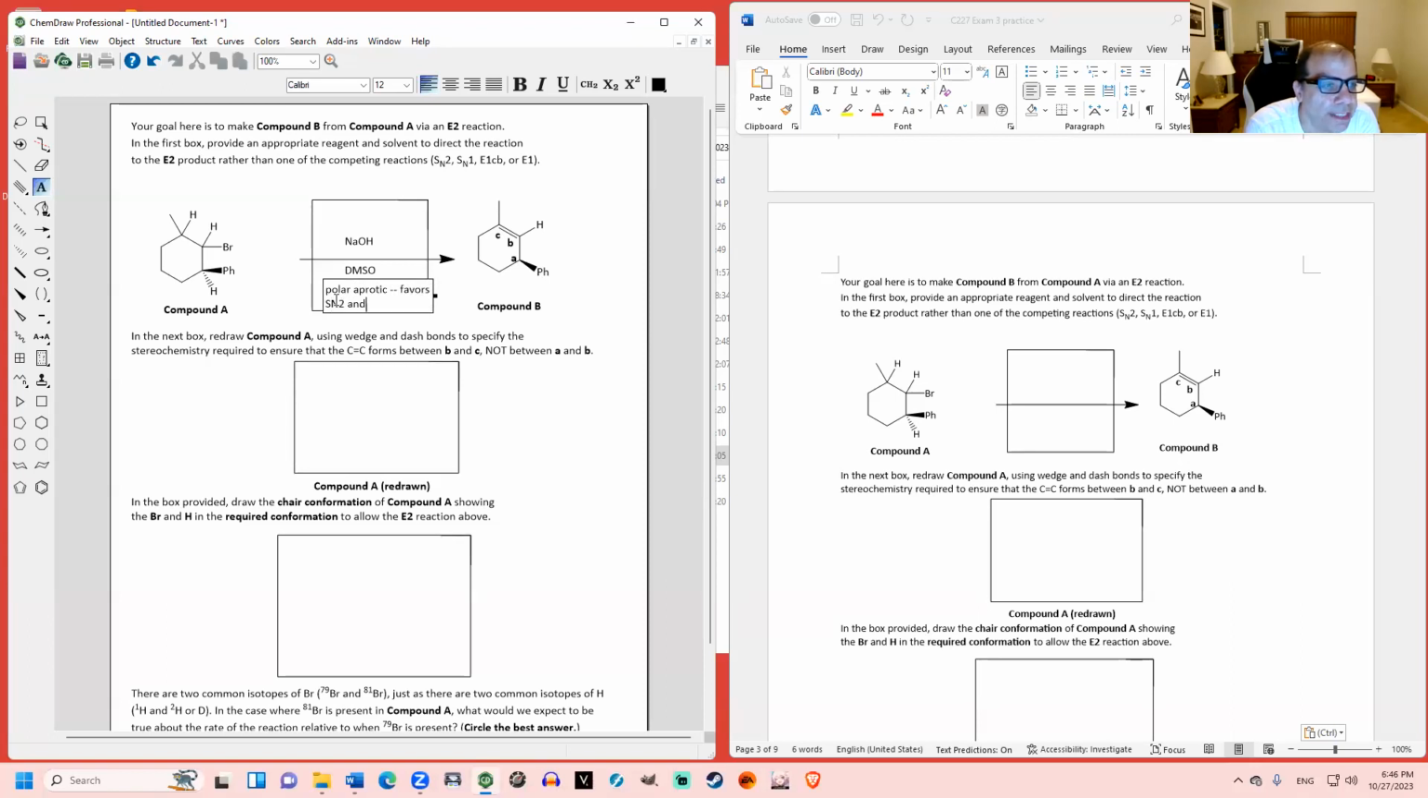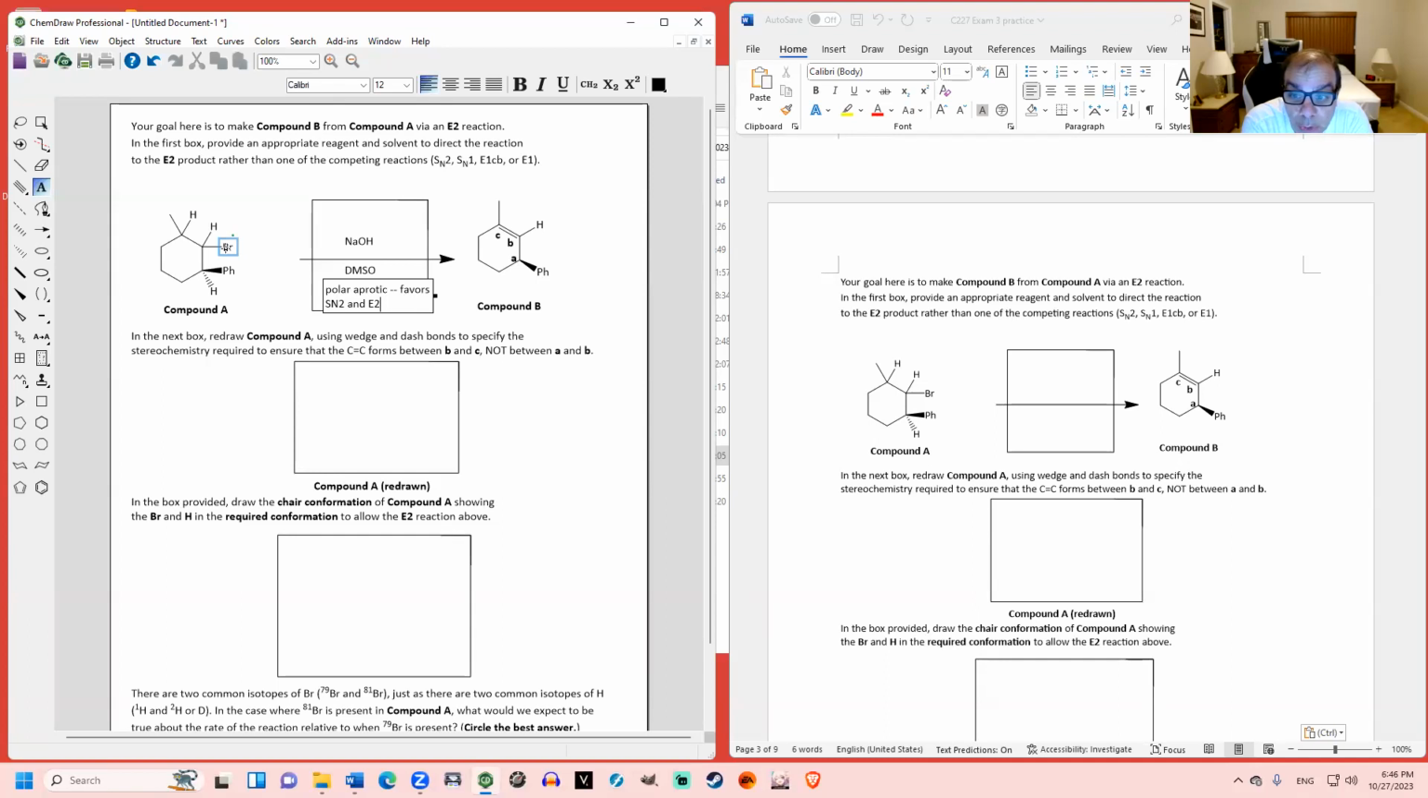Favors SN2 and E2. You can't get a carbocation in a polar aprotic solvent. So you're not going to get an SN1 or an E1 reaction. And on a secondary substrate, I don't think you're going to get an SN2 reaction. If it were primary, we'd have to worry about that, but it's a secondary substrate, because the bromine is attached to a secondary carbon.